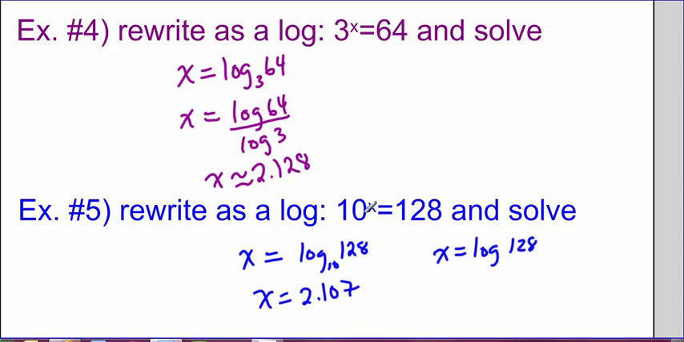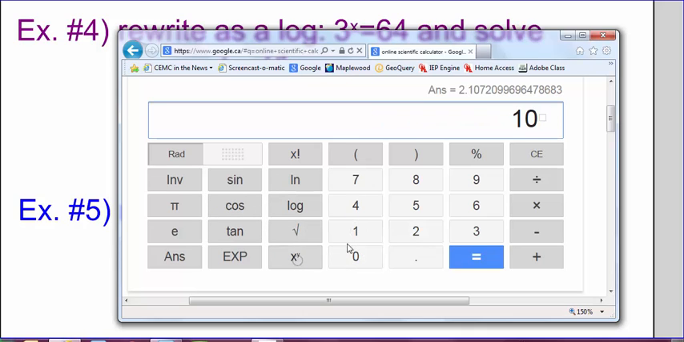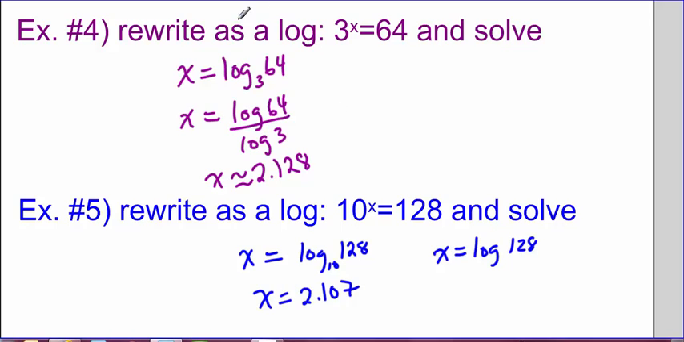So again, what this is telling me is that 10 to the exponent 2.107 will give me 128. So let's try that. 10 to the exponent 2.107. And I think we can assume that it won't be exact because I had to round off my answer, but you can see that it's about 128. Which means, of course, I should be indicating that this is approximate.